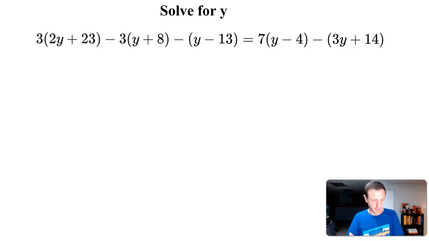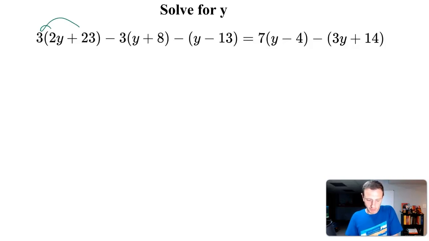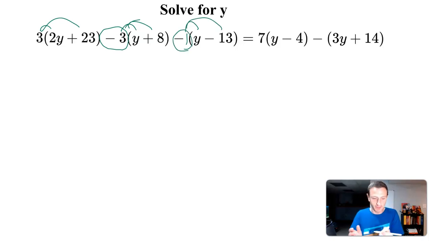Let's just start from the very beginning here. Distribute the 3 into here. Distribute negative 3 into here. Distribute negative 1 into here, or just think of this as taking the opposite of y minus 13. It doesn't matter, but you're distributing a negative 1 into there, distributing the 7 into here, and then again distributing a negative 1, or you're just taking the opposite of 3y plus 14.